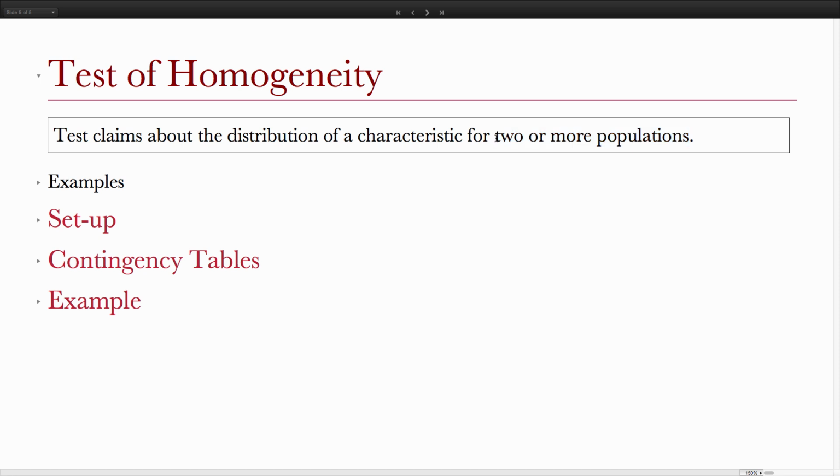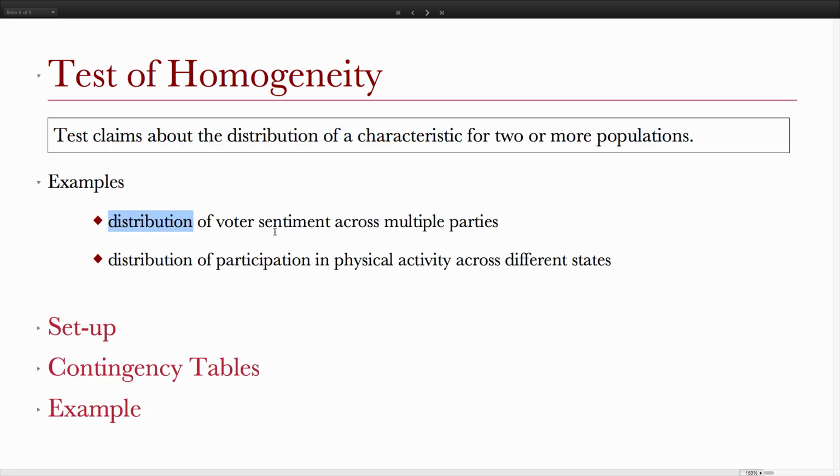Okay, so what does it do? We test claims about the distribution of a characteristic for 2 or more populations. So for example, we could look at the distribution of voter sentiment across multiple parties. Okay, the multiple parties here are the multiple populations. Or we could look at the distribution of participation in a physical activity, that's a characteristic, or the distribution of this characteristic, whether or not they participate in a physical activity. And different states, so we take samples from different states, those are our different populations.